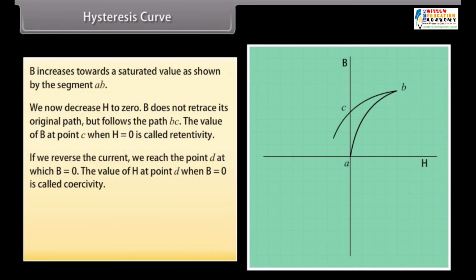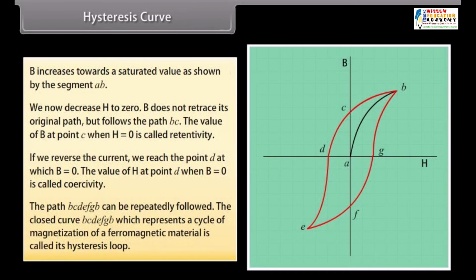If we reverse the current, we reach the point D at which B is equal to 0. The value of H at point D when B is equal to 0 is called coercivity. As we further increase the reversed current, B saturates in the opposite direction at point E, and we then turn the current to 0 at point F. If we increase the current, B again gets saturated value at point B. The path BCDEFGB can be repeatedly followed. The closed curve BCDEFGB, which represents a cycle of magnetization of a ferromagnetic material, is called its hysteresis loop.